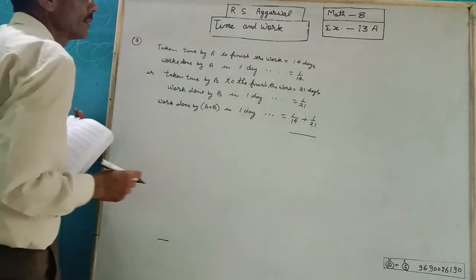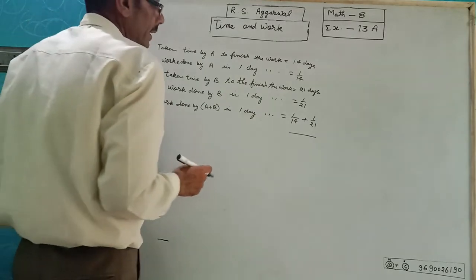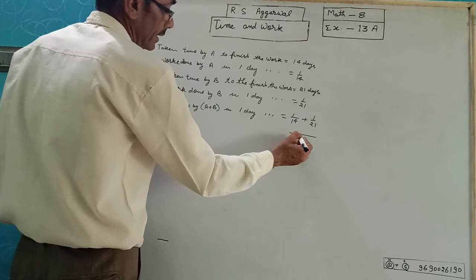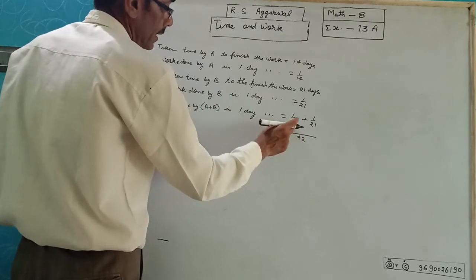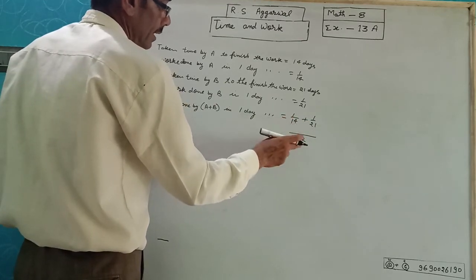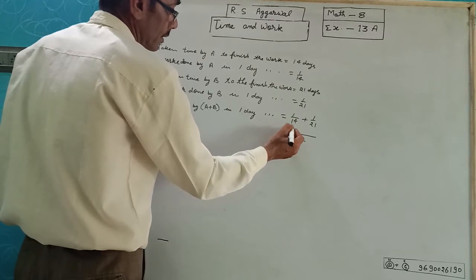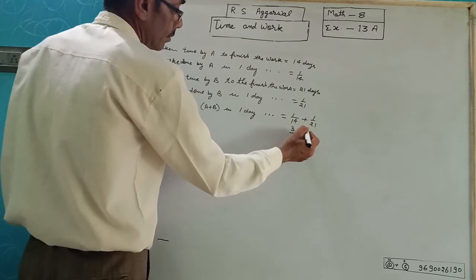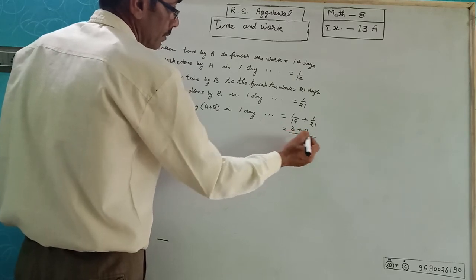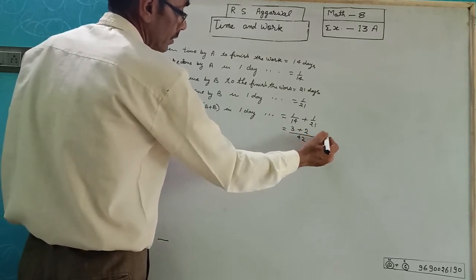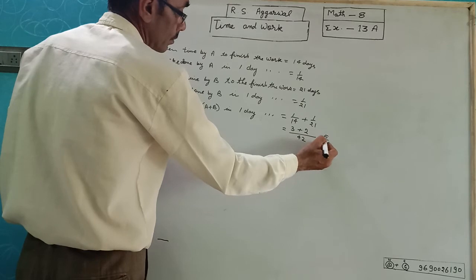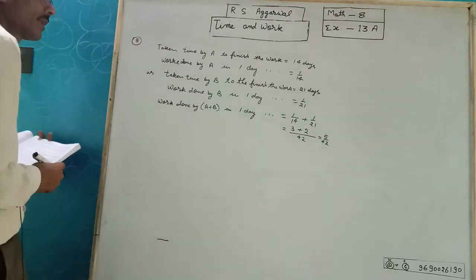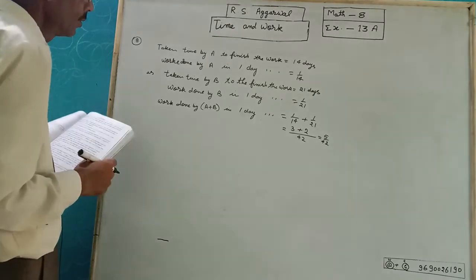1/14 is one day's work and 1/21 is one day's work. LCM of 14 and 21 is 42. 42 divided by 14 is 3, and 42 divided by 21 is 2. So 3 plus 2 gives 5/42. A and B can do this much work in one day together.